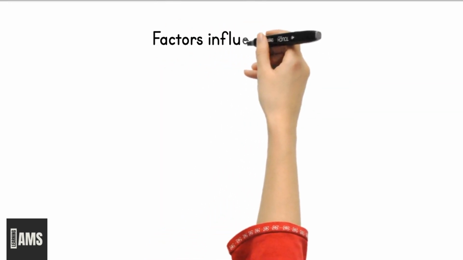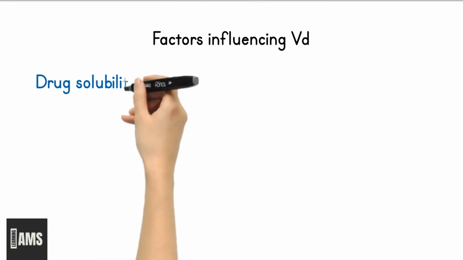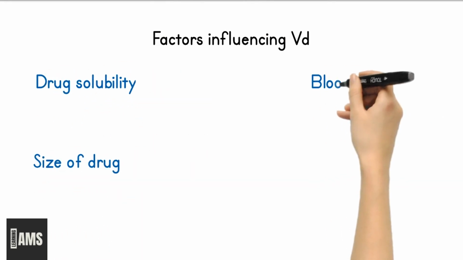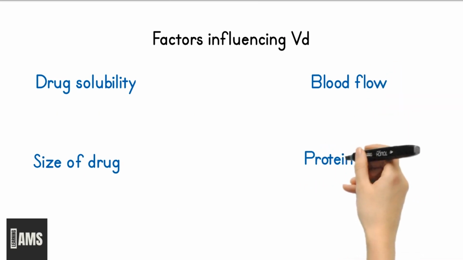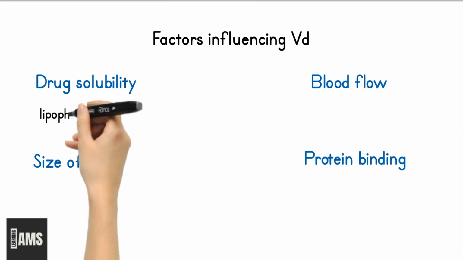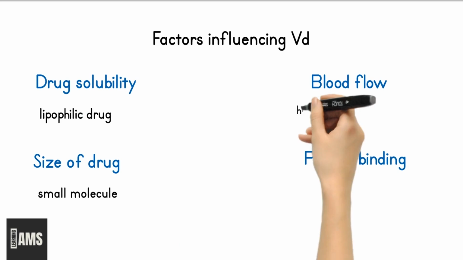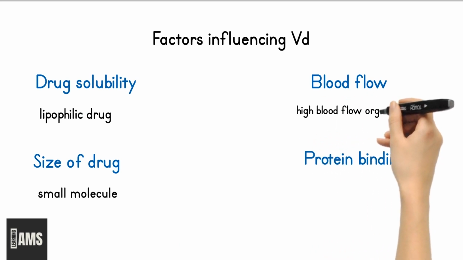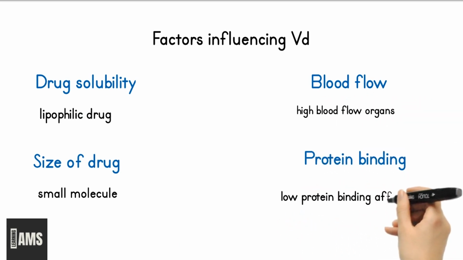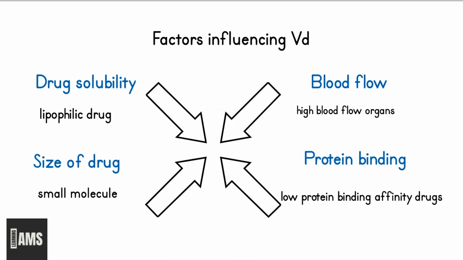Volume of distribution is influenced by drug solubility, molecular size of drug, blood flow and protein binding. Lipophilic drugs like glycopeptides, small size drugs like fluoroquinolone, high blood flow organs like brain, and low protein binding affinity drugs like fluoroquinolone have higher volume of distribution.